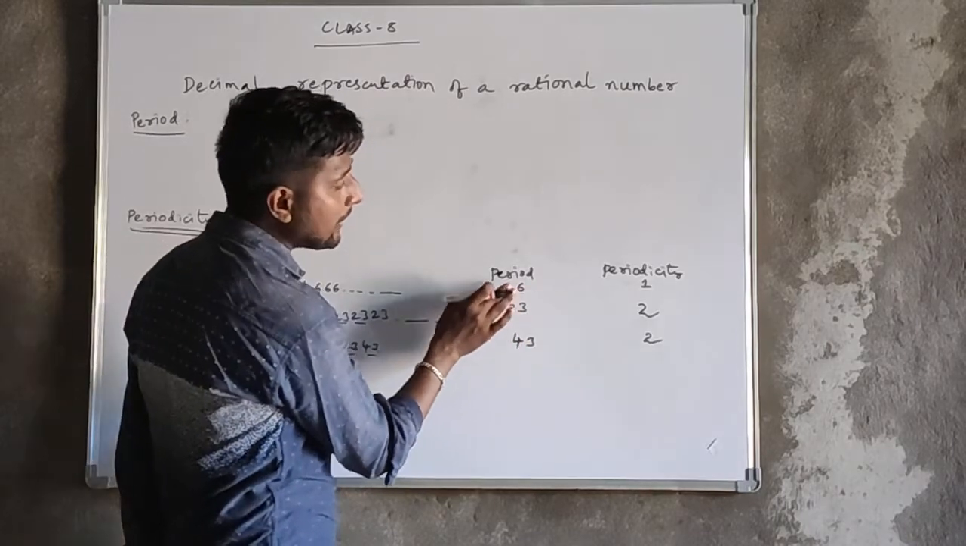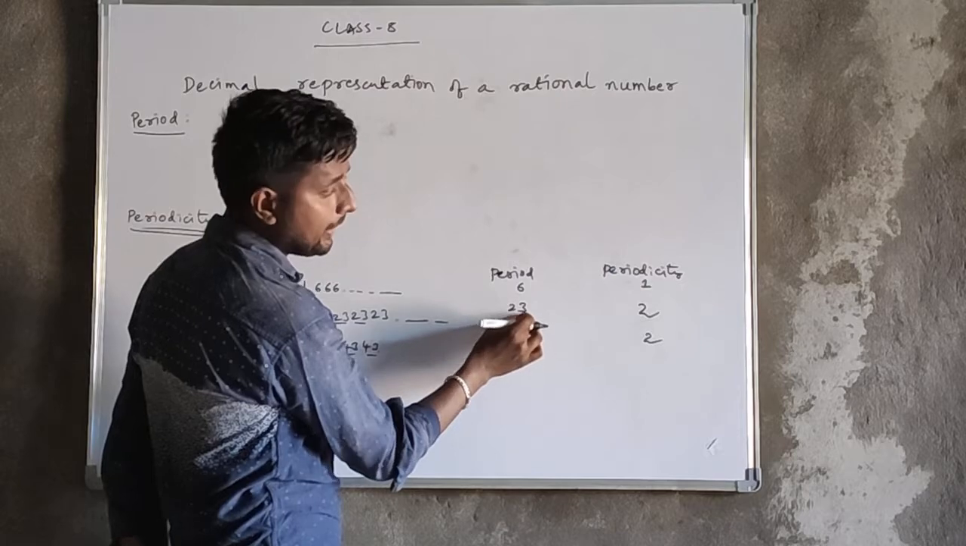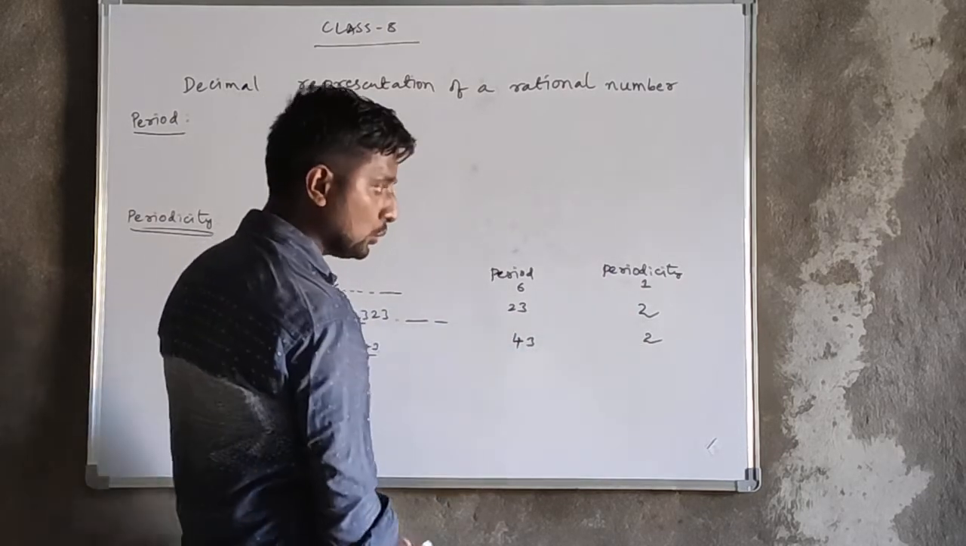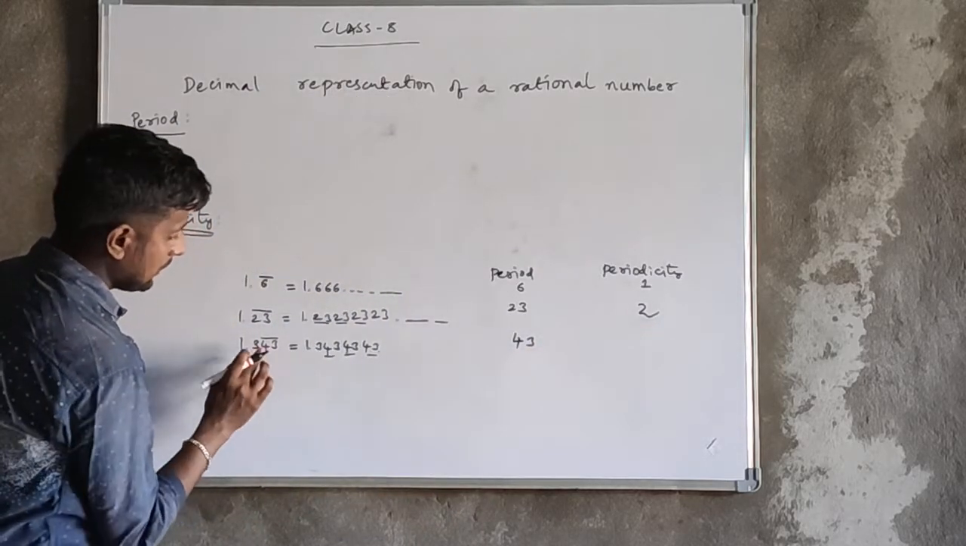Here period I have written 6, so periodicity I mentioned 1. Here I have written 23, I mentioned 2. Here I mentioned 43, periodicity is 2. Okay, so now look at one more example.